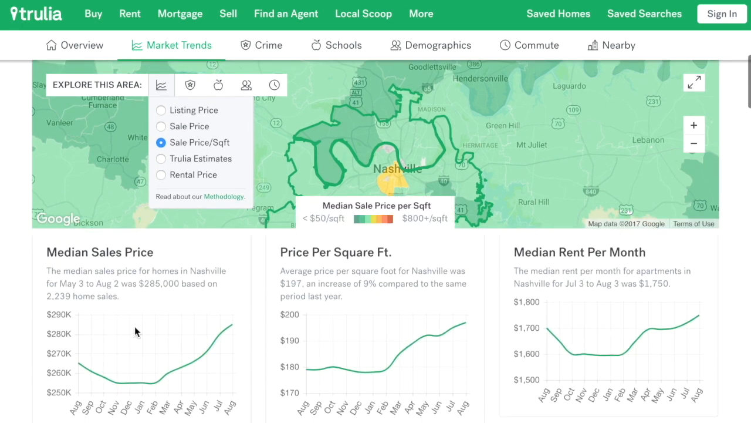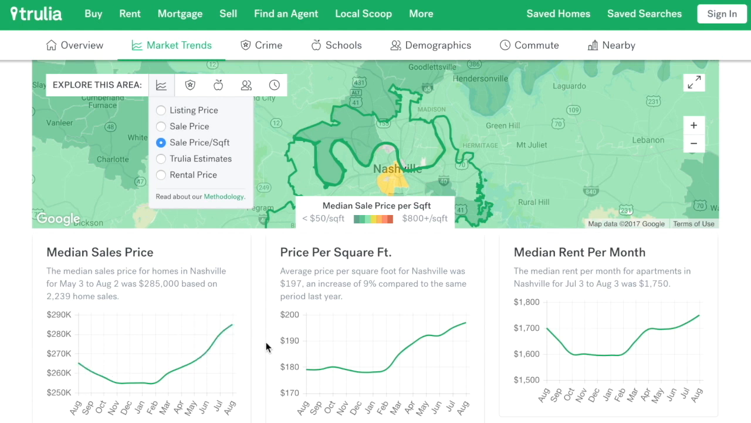So this is kind of a good one, sales price. You can see here a year ago, so it gives us a 12-month rolling average. So you can see here what's happened in the past 12 months. The market was here and it's gone like this. And you can see price per square foot is kind of following that same trend, right? It's gone from 179 to 197. Here it's gone from 265 to 285 over a 12-month period.